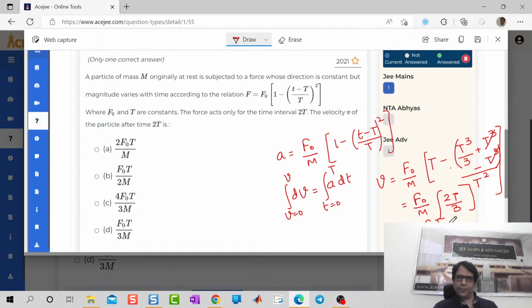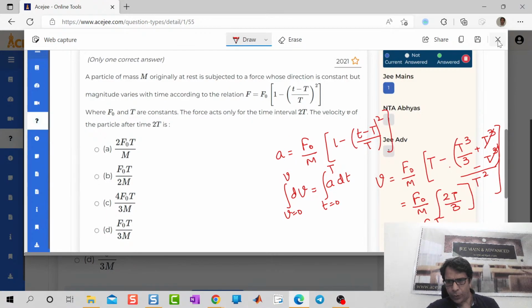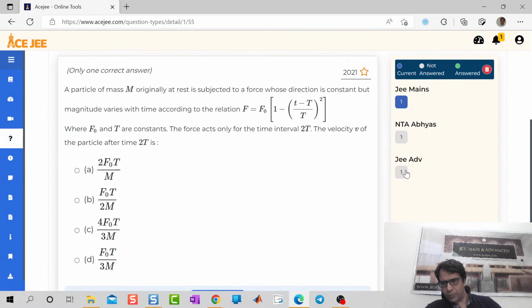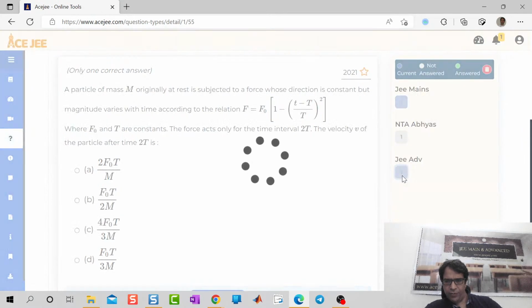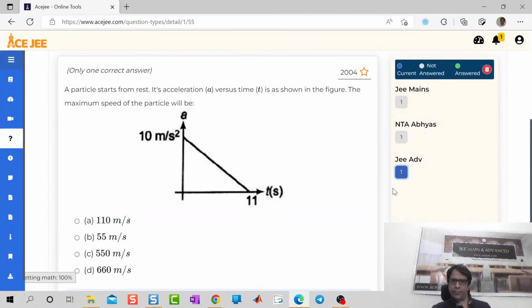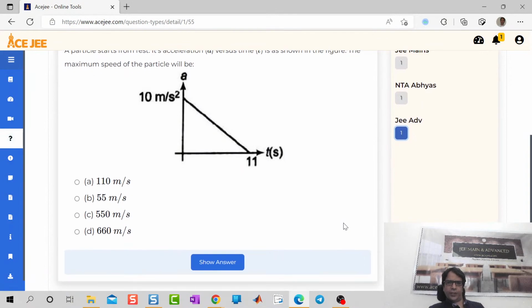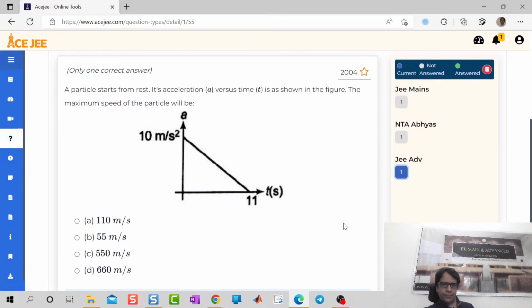Shavi? Yes, sir. Okay, good. Let's take a look at a JEE advanced question. 2004 question, okay? Let's give it a try.